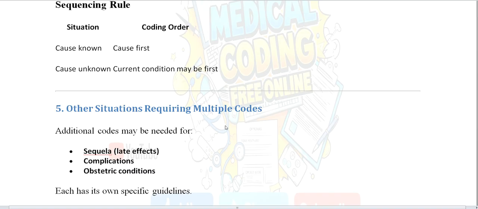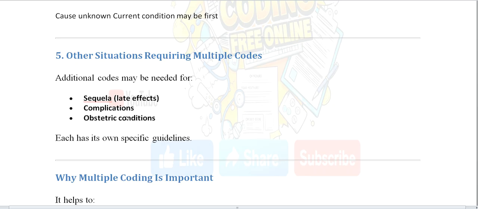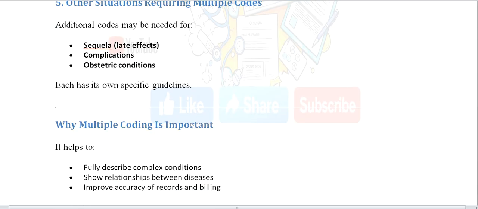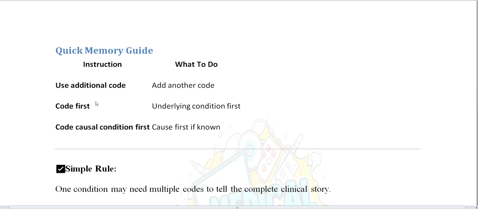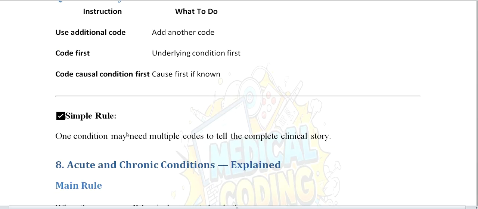So other situations requiring multiple codes: sequela, complications, obstetric conditions. Each has its own specific guidelines. Why multiple codes are important: it helps to fully describe complex conditions, shows the relationship between diseases, and improves accuracy of coding and billing. So use additional code: add another code. Code first: underlying condition first. Code causal condition first, cause first if known. So a simple rule: one condition may need multiple codes to tell the complete clinical story.